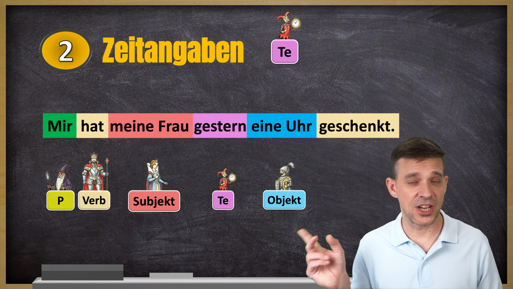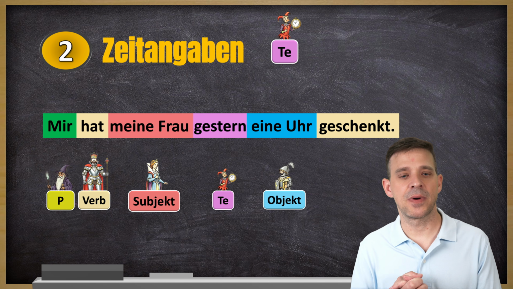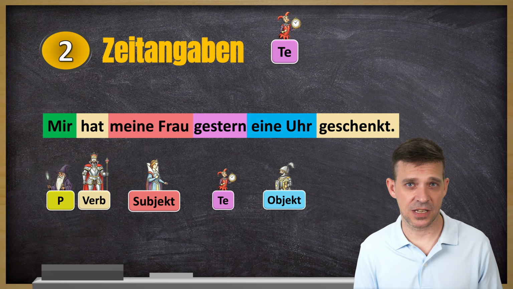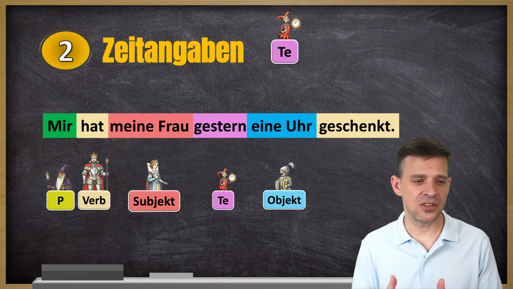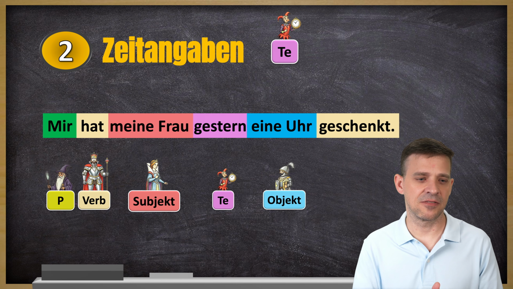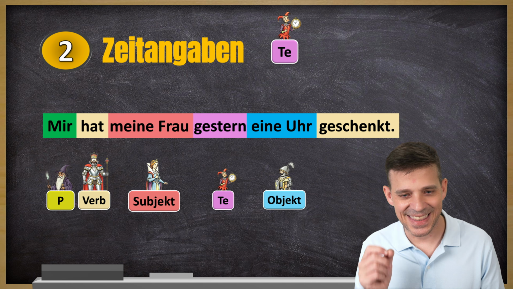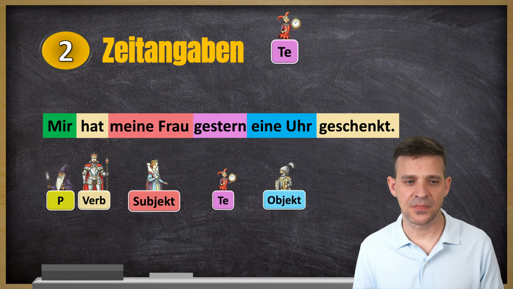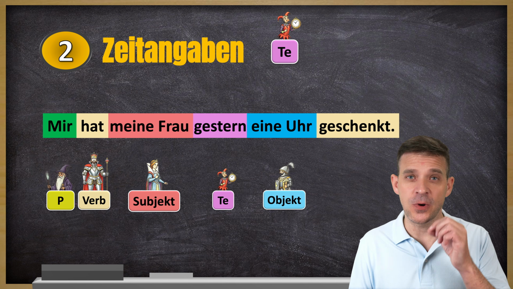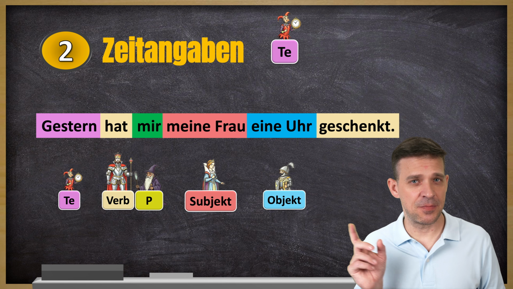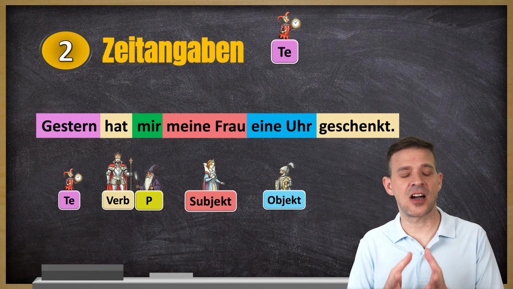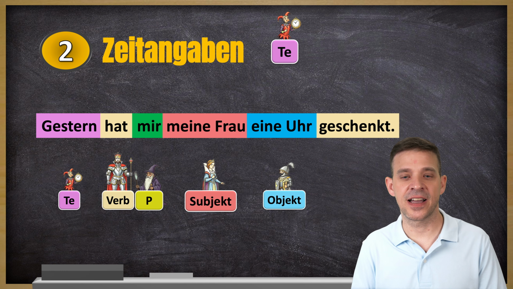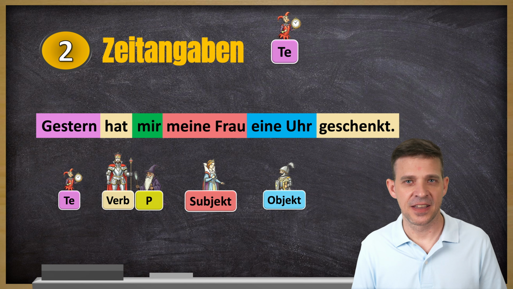So you could also change it. You could say, mir hat meine Frau gestern eine Uhr geschenkt. So you start with the Personalpronomen, then the verb, then the subject, and then the time information, and then the object. That's also perfect. And you have also a third option where you start with the time information. So you can say, gestern hat mir meine Frau eine Uhr geschenkt.